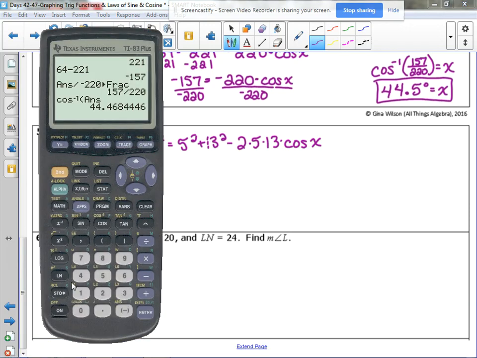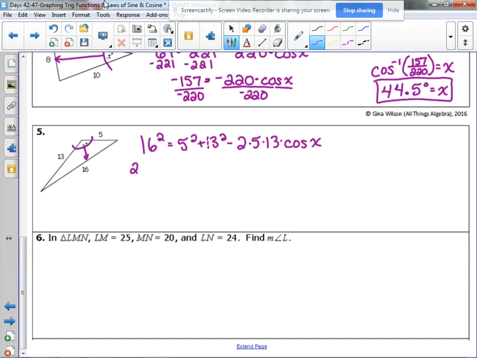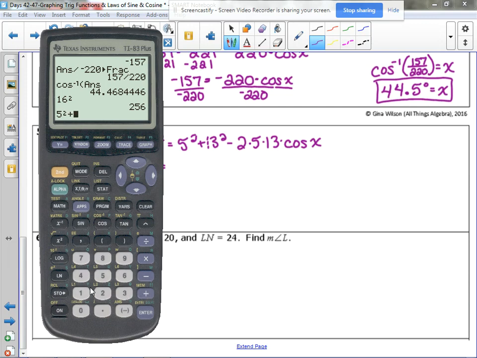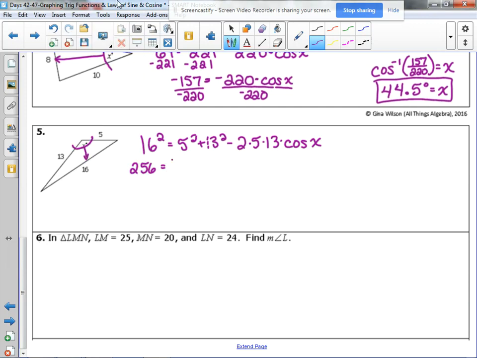I don't know about you, but I don't know what 16 squared is without doing a little bit of work. 256. 5 squared plus 13 squared, 25 plus something. I think it's 169. 194 minus 130 times the cosine of x.